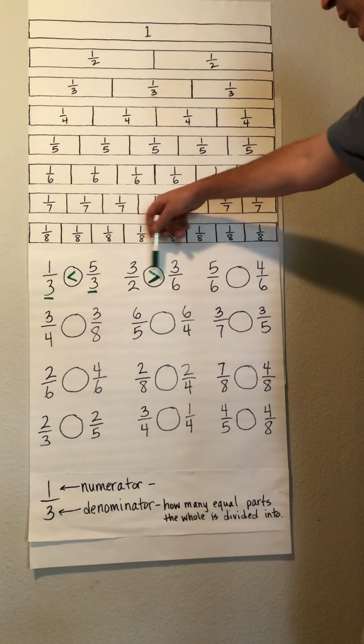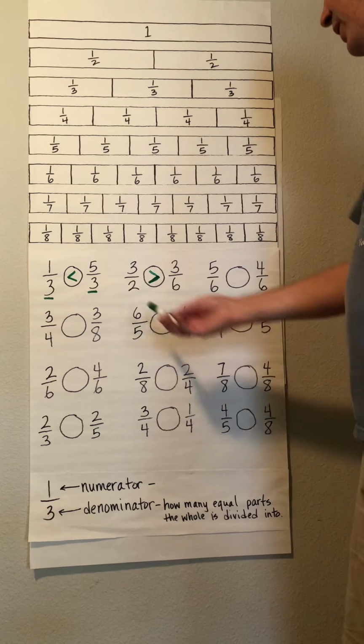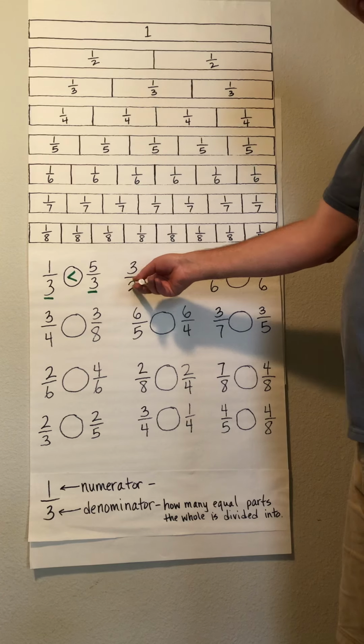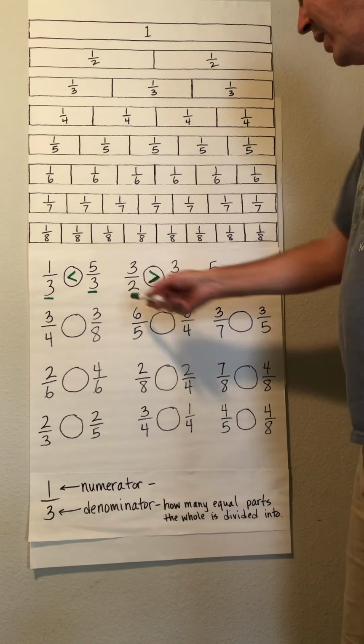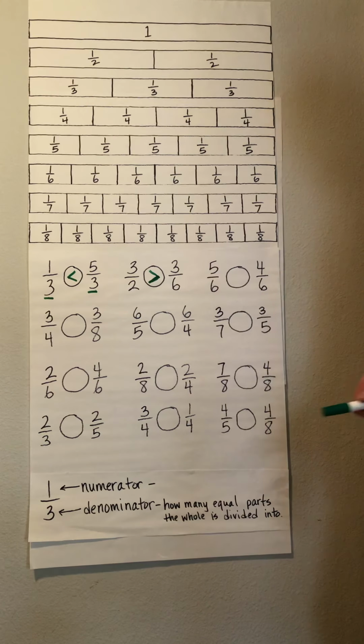And that leads us to the other rule with comparing fractions. If the numerator is the same, then you look at the denominator, 2 and 6. The one with the smaller denominator is the bigger fraction, is greater. So 3/2 is greater than 3/6.